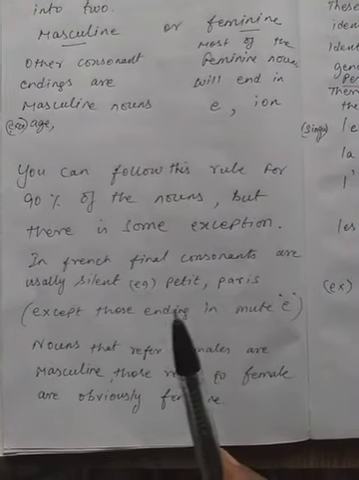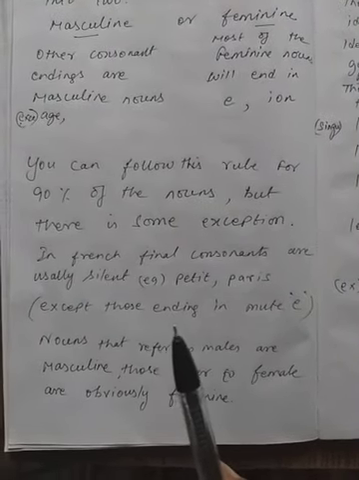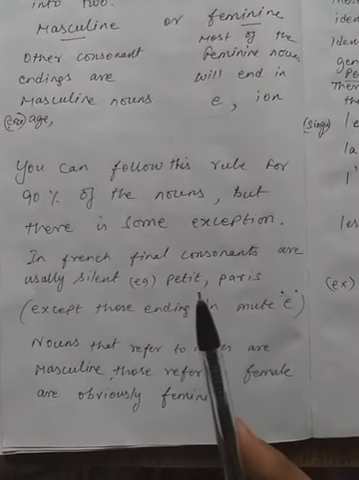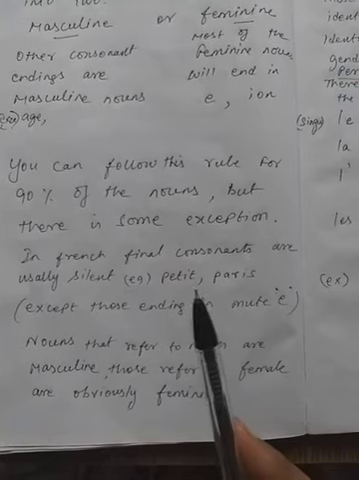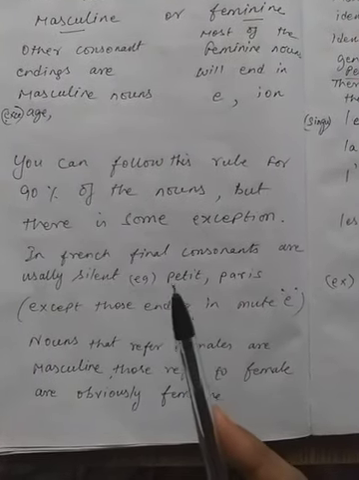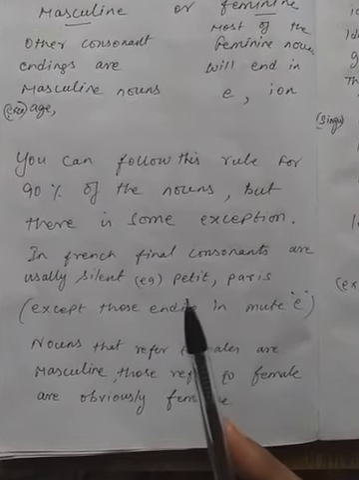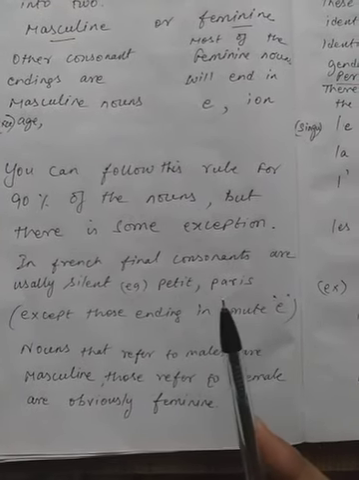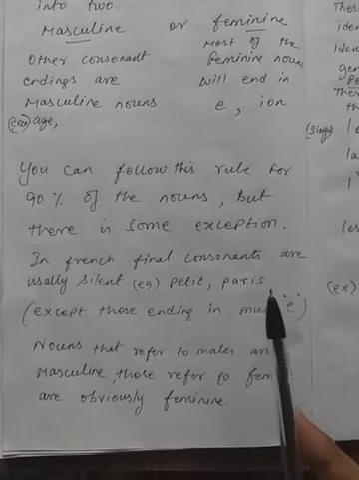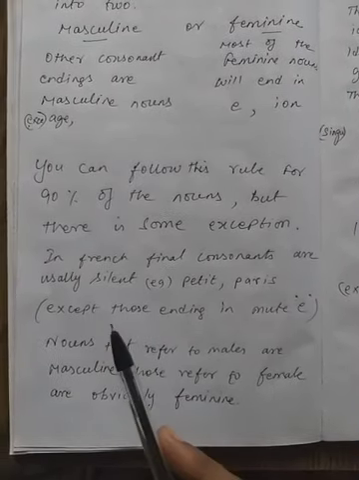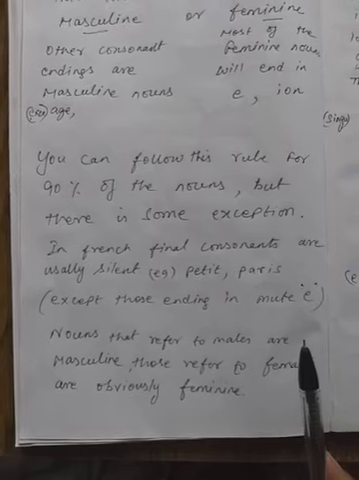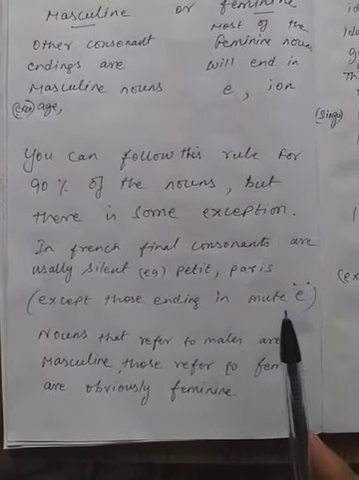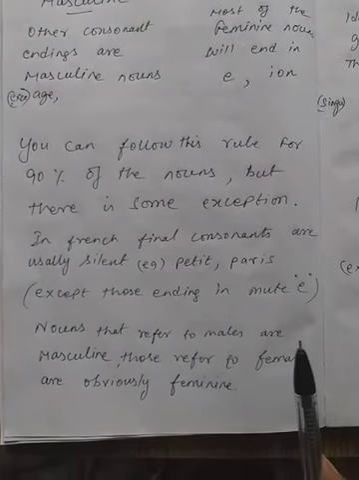In French, final consonants are usually silent. In French words, the final consonant, the ending, is not usually pronounced. For example, P-E-T-I-T, petit. P-A-R-I-S, Paris. The final consonants are not pronounced, except for words ending in a mute E. If E is there in the ending, you have to pronounce it. Otherwise, no need to pronounce the final endings.